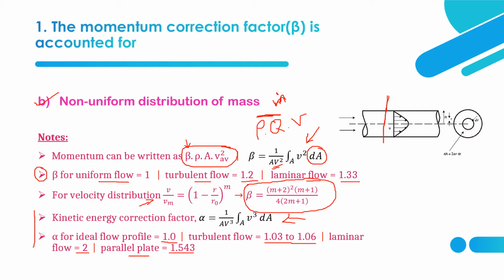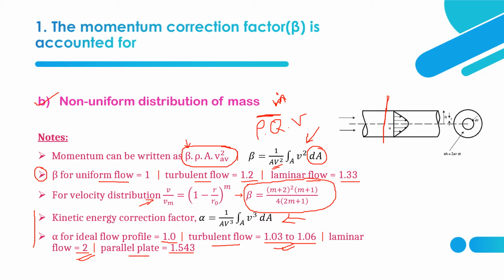Here you can note one point. The alpha value for laminar flow is greater than that of turbulent flow because the velocity gradient of laminar flow is greater than that of turbulent flow. That's why the alpha value, the kinetic energy correction factor, for laminar flow is 2, which is greater than that of turbulent flow, which is 1.03 to 1.06.